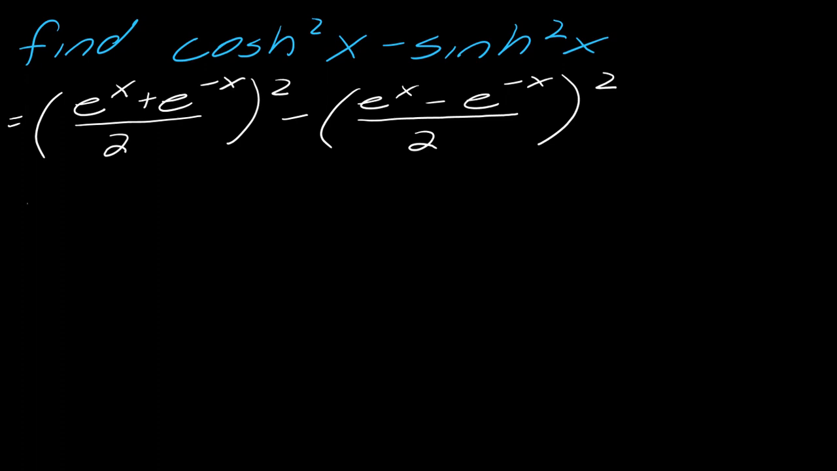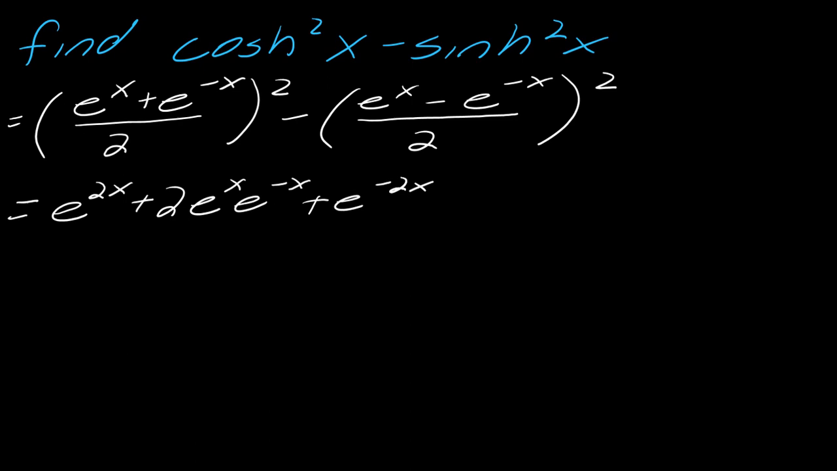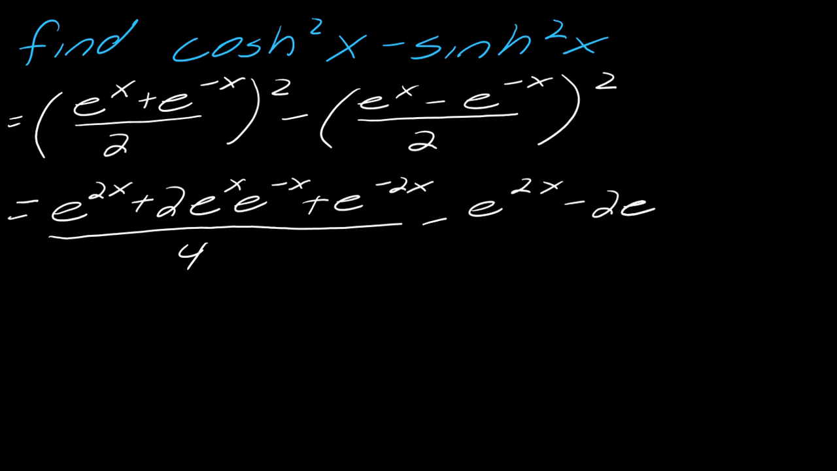Okay, so if you're playing along at home, first you've got to FOIL out the tops. So I will go ahead and FOIL both of these. This is e to the 2x plus 2 e to the x, e to the negative x, plus e to the negative 2x, and then all of this over 4. And for this one, this is e to the 2x minus 2e to the x, e to the negative x, plus e to the negative 2x, again all of this over 4 because you're squaring everything.